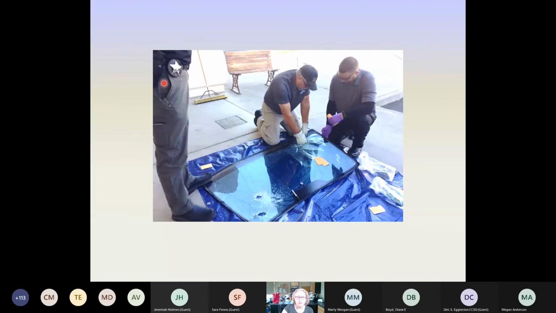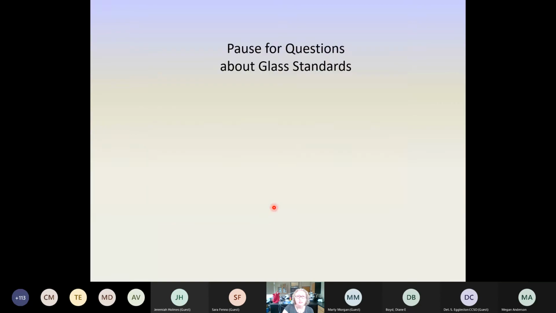All right, that's just a little photo of a training we did where someone is practicing cutting the squares out of the windshield. So that's a collection of standards. The standards are the easy part. So how do you collect the glass evidence, the question parts?